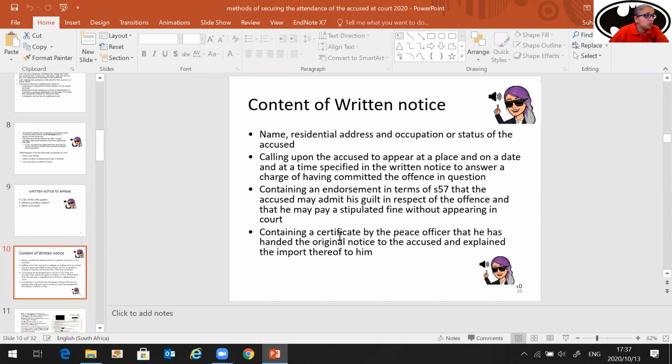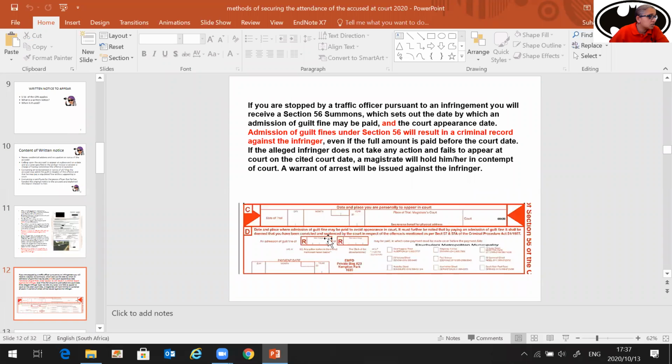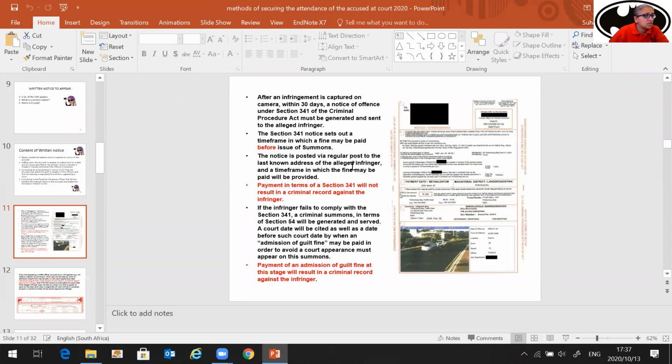Again, look at our notes to see what the content of these written notices are. So have you seen one of these before?